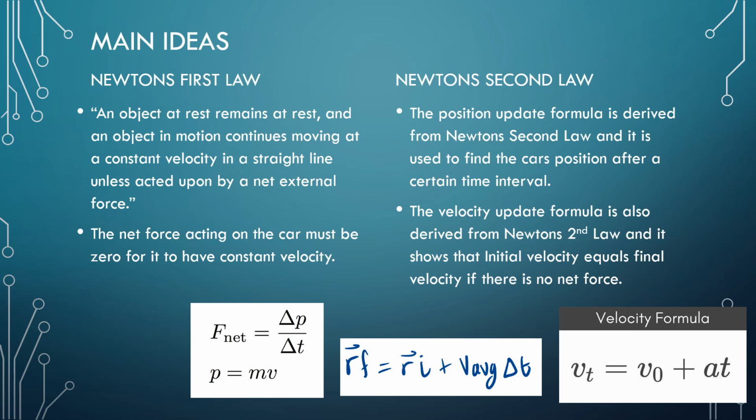The position update formula is derived from Newton's second law. It's shown in the middle, and it is used to find the car's position after a certain time interval. And then the velocity update formula, which is shown on the right, is also derived from Newton's second law, and it shows that initial velocity equals final velocity if there is no net force.